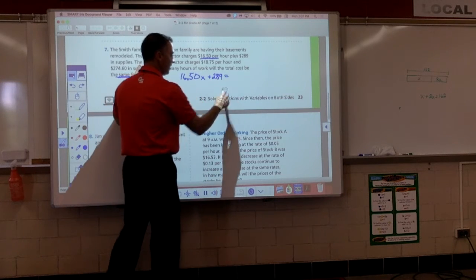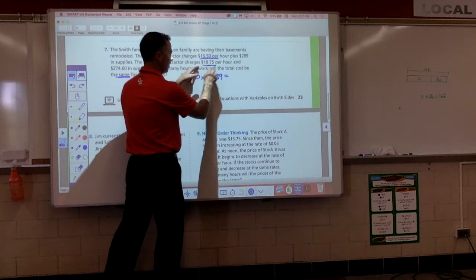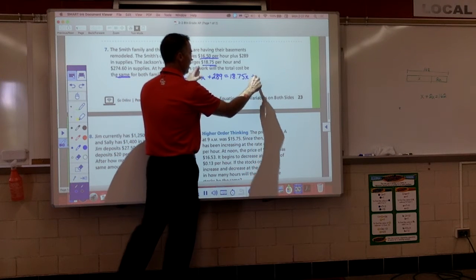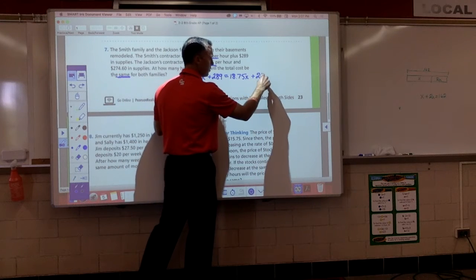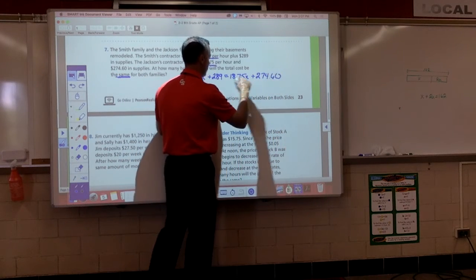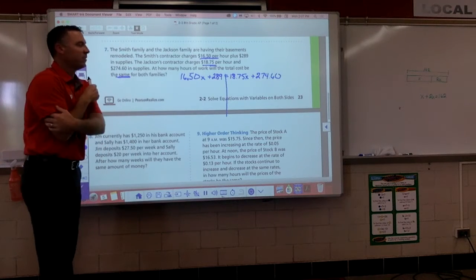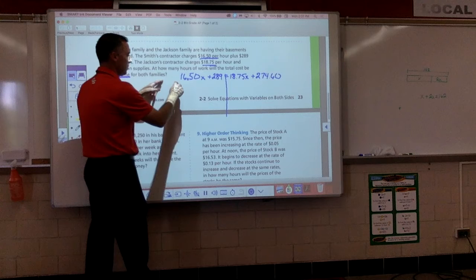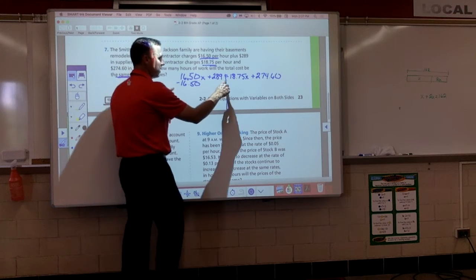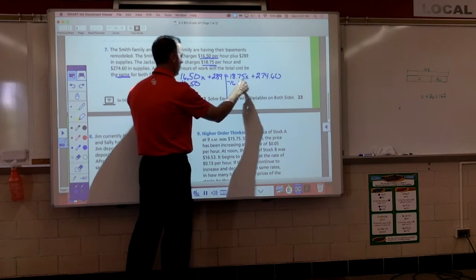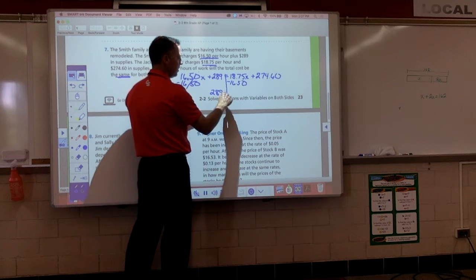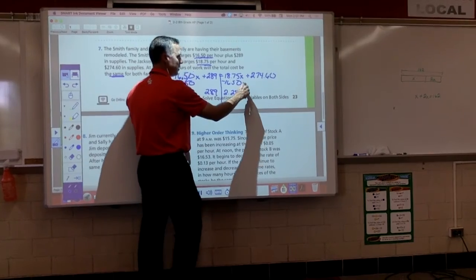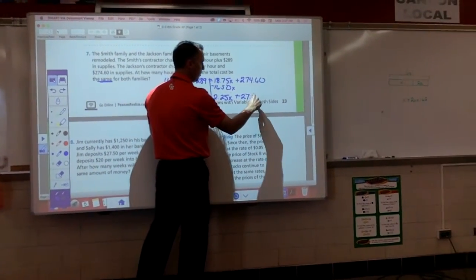We want to know when this is the same as the variable term 18.75x, and their supplies, which is $274.60. We've got to solve. Take away the smaller of the two coefficients. I'm going to subtract $16.50 from both sides. That leaves me with $289 here, and 2.25x here, plus the $274.60.